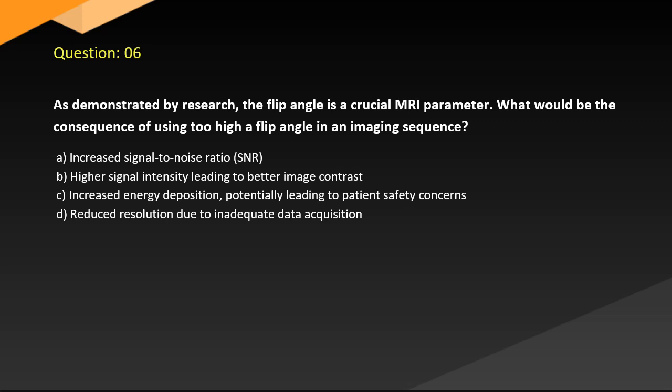Question 6. Demonstrated by research, the flip angle is a crucial MRI parameter. What would be the consequence of using too high a flip angle in an imaging sequence? A. Increased signal-to-noise ratio (SNR). B. Higher signal intensity leading to better image contrast. C. Increased energy deposition, potentially leading to patient safety concerns. D. Reduced resolution due to inadequate data acquisition.